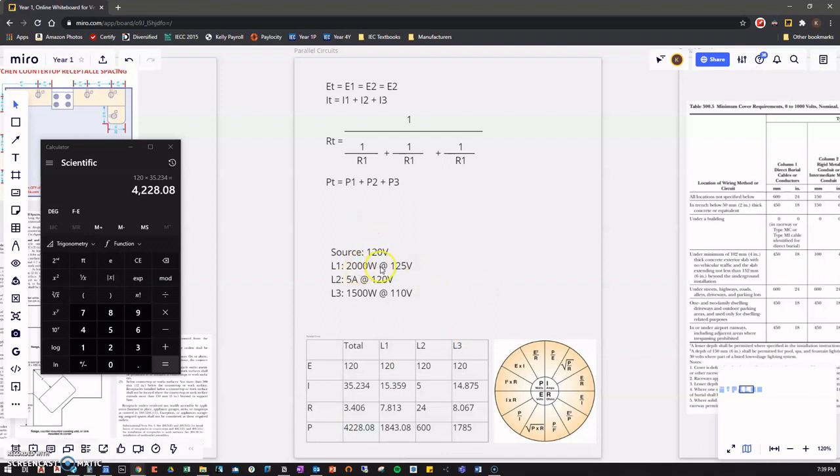So we've got a couple other little checks we can do here, right? So L1, if operated at 125, should give us 2,000 watts. We operated a little bit lower at 120. Our wattage goes down a little bit. That makes sense. That's what we expect to see. Load 3, if we operated at 110, we should get 1,500. But we operate a little bit higher at 120, and we get 1785. So the wattage goes up a little bit. So there again, that all makes sense. That checks out, right? So we're pretty good with all these answers here.